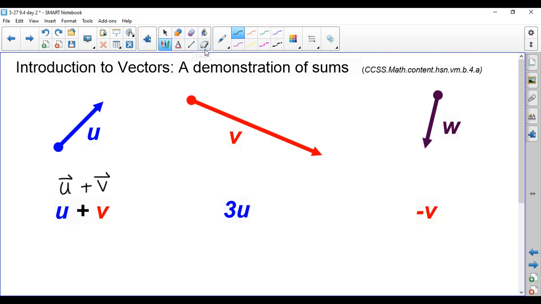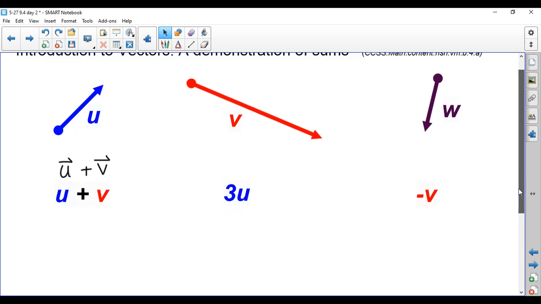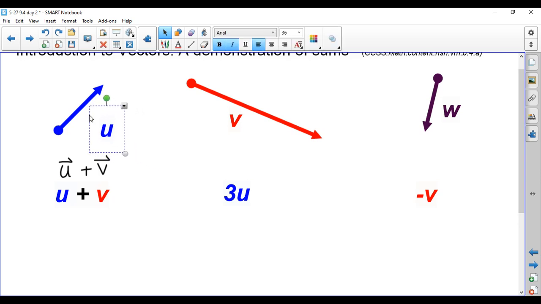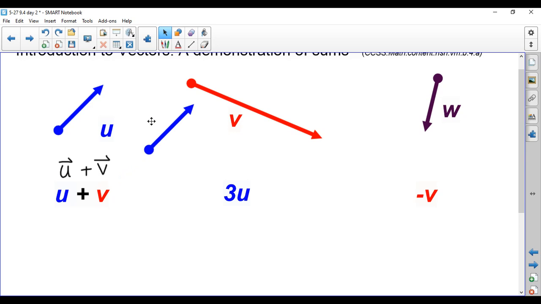So here, if we want to add u plus v, we're going to add them head to tail like you did in the activity the other day. But you'll notice in this case, these are just free floating vectors. A vector is not identified by where it starts, it's identified by the magnitude and direction. So vector u is the same vector no matter where I put it. It's always this vector that has this length and is going up and to the right at whatever that angle is.